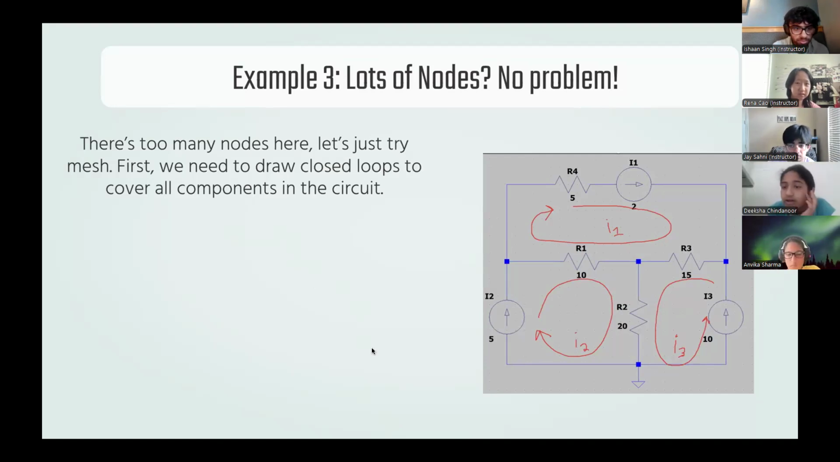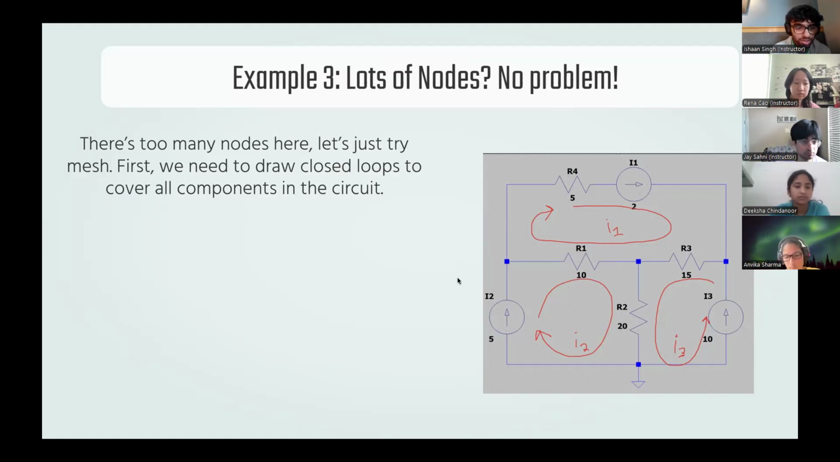Wait, how do you know which way they should be going? We have the arrows showing the way the current goes. Will the arrows always be there? You don't have to. You get to set the current to go in any direction. You can pick either going clockwise or counterclockwise, and it doesn't change the math at all. You just have to remember that direction when you're doing your voltage drops.